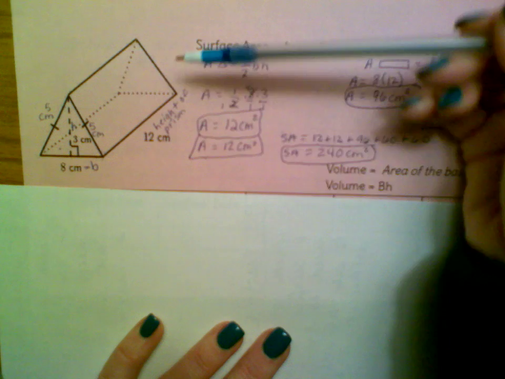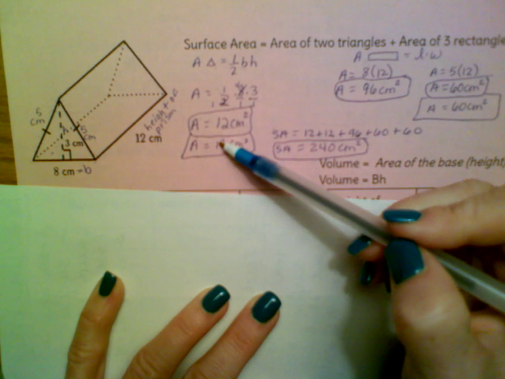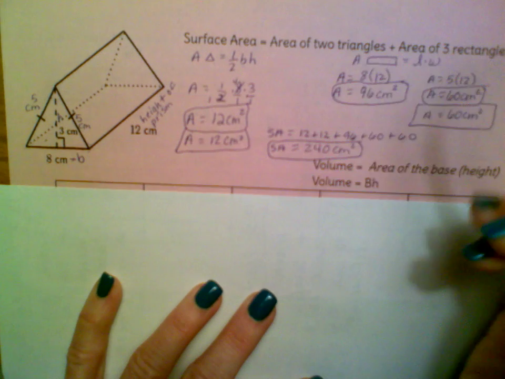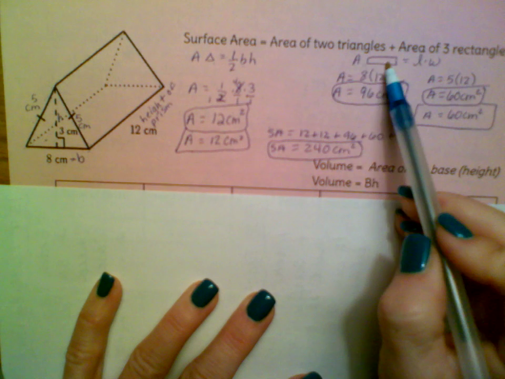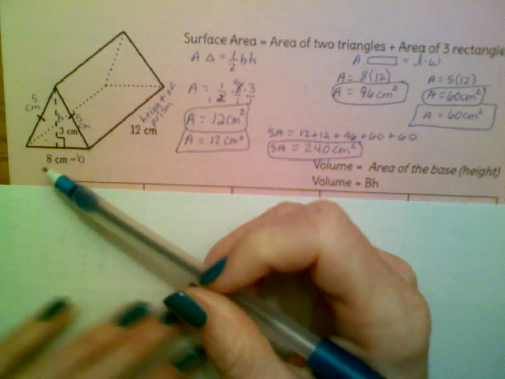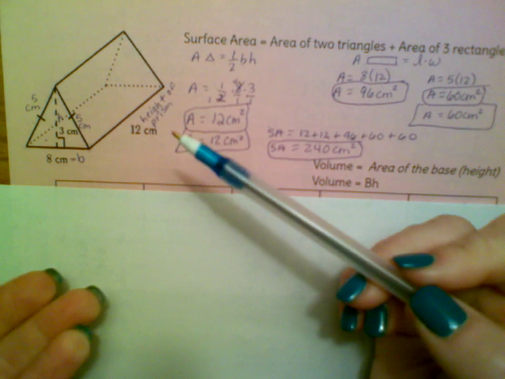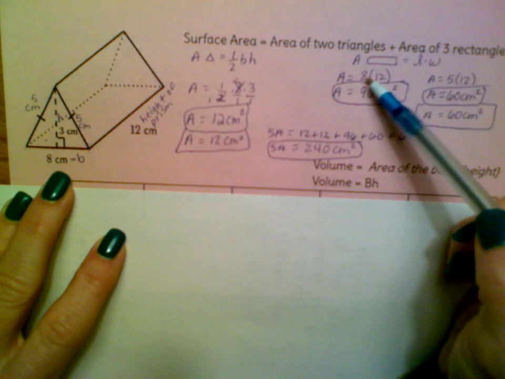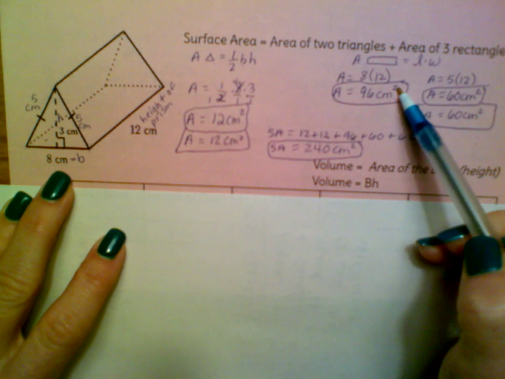That's this front triangle, but remember I have the back triangle, so I'm going to write it twice because I need the area of both triangles. Now I need the area of the 3 rectangles. So area of a rectangle is length times width. I'm going to first do this bottom rectangle that it's sitting on. So that would be 8 times 12. That gives me 96 centimeters squared.